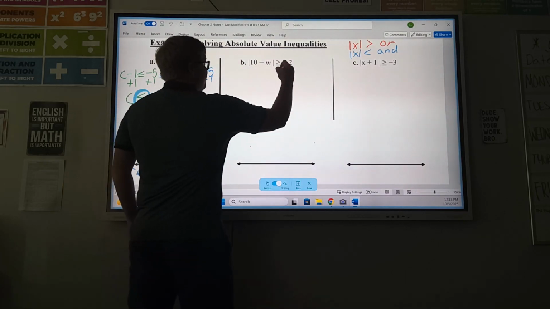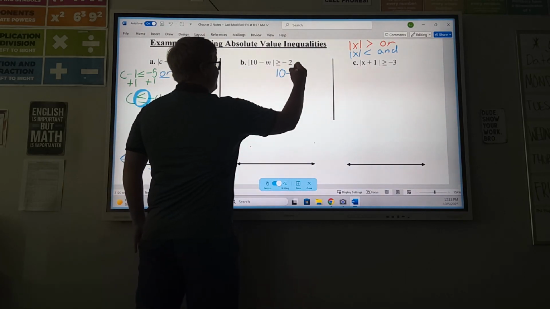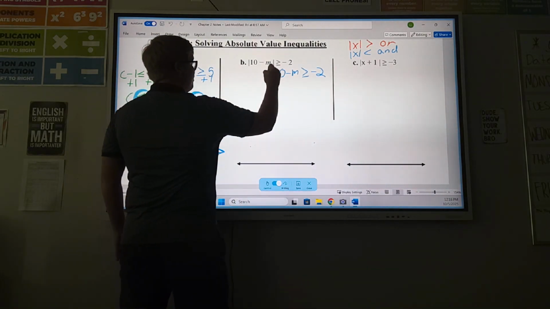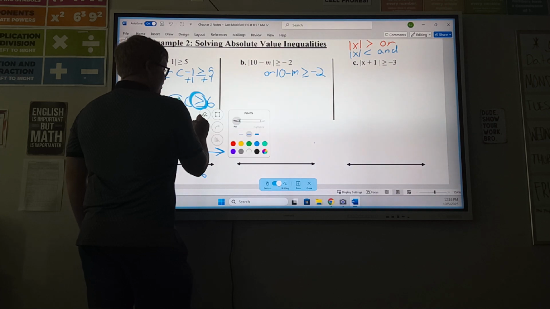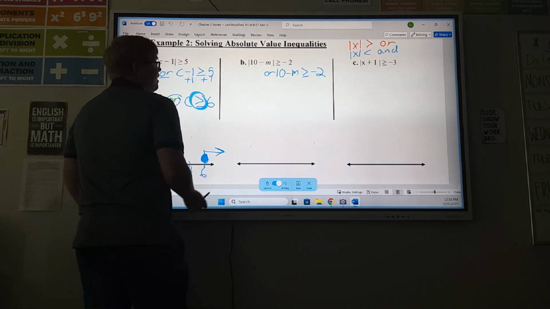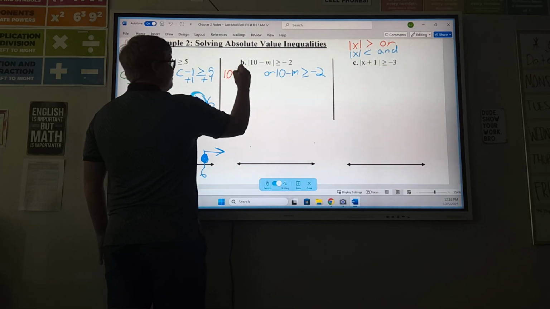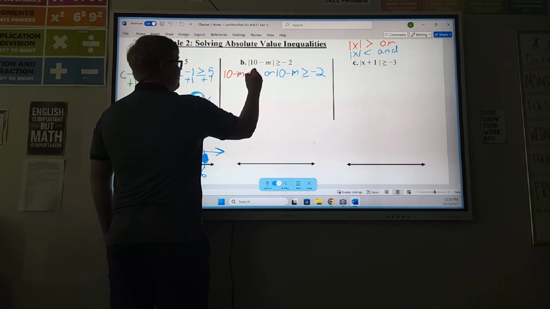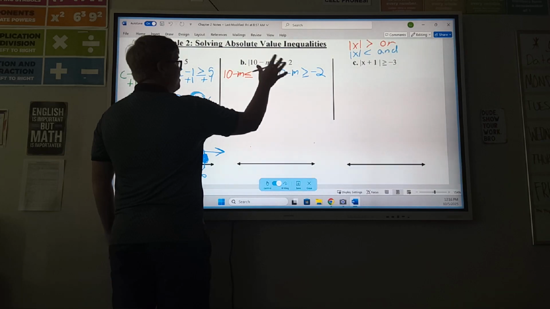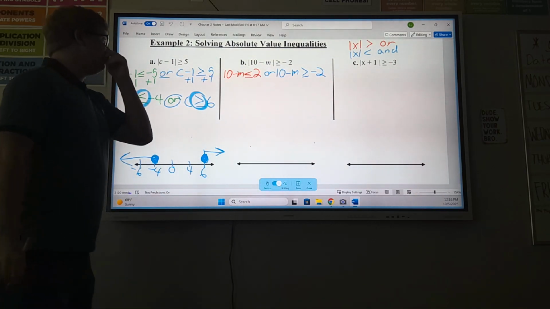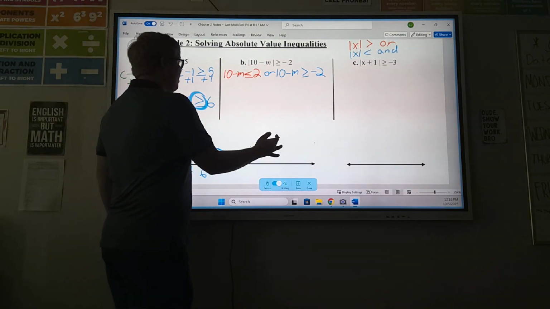Let's copy our first equation. 10 minus n is greater than or equal to a negative 2. Put our or in the middle. Now let's change our second equation. Keep the absolute value the same, 10 minus n. Flip our sign. Change our negative 2 to a positive 2. So, this is an or.